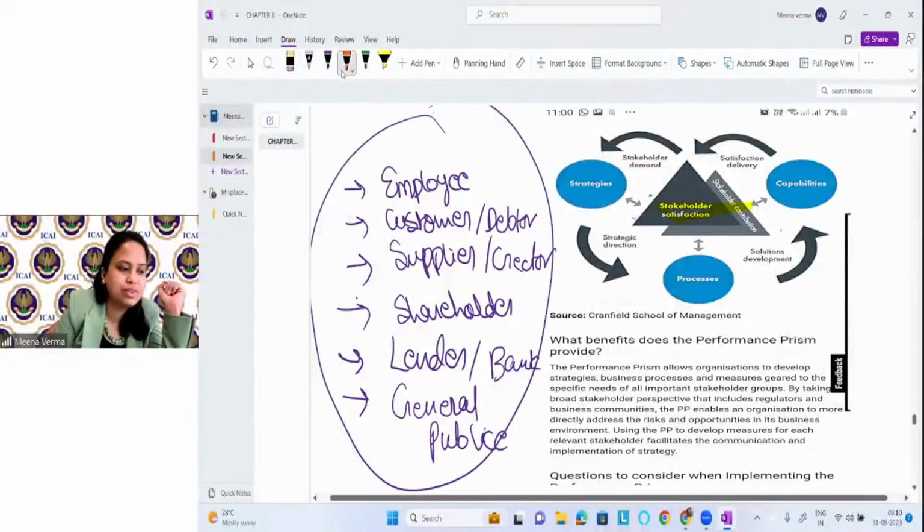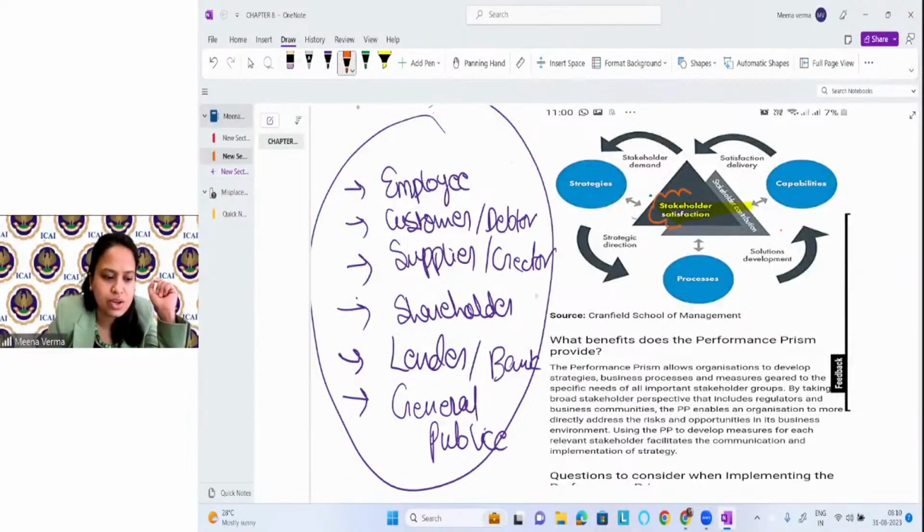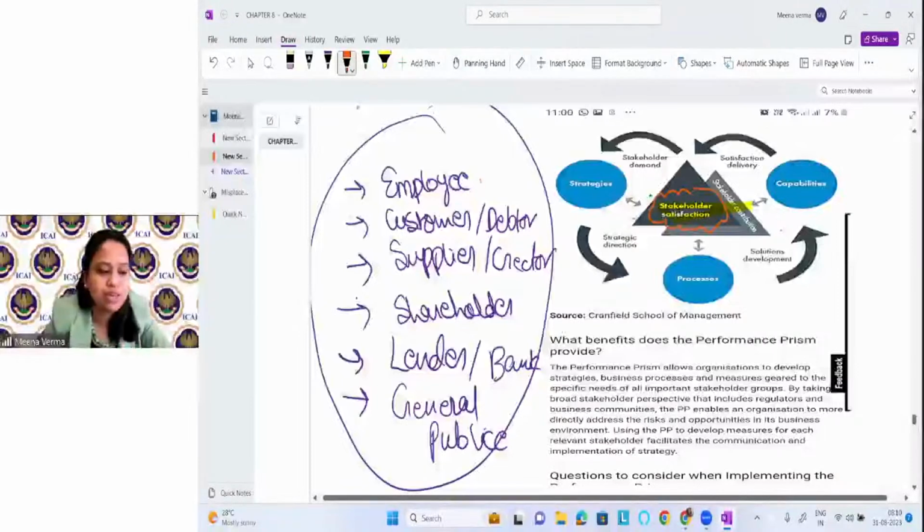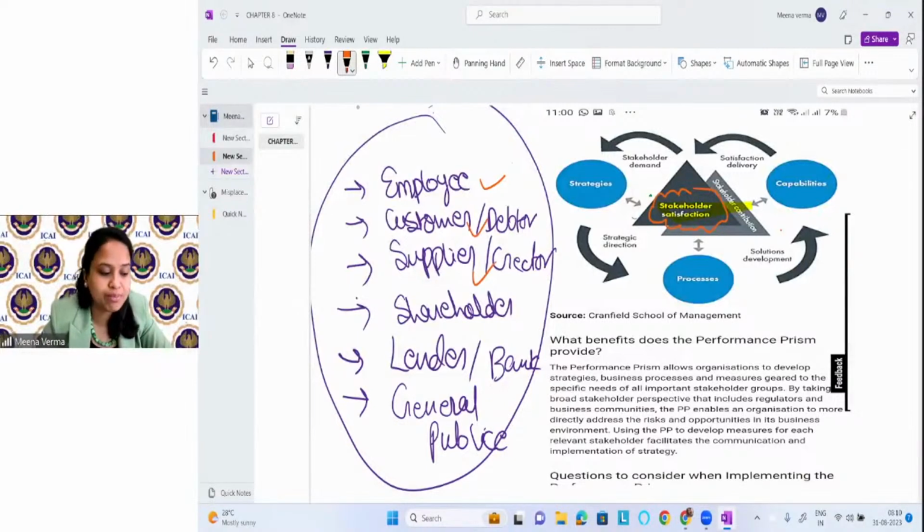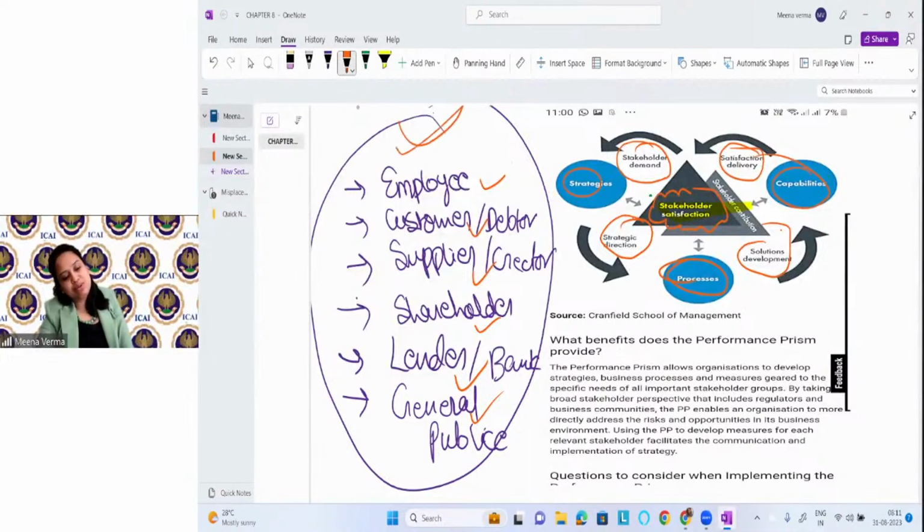So think about all the stakeholders' satisfaction. Meaning, from the company, employees should be happy. From the company, the customer should be happy. From the company, the supplier should be happy. From the company, all the shareholders should be happy. From the company, all the lenders should be happy. From the company, even the general public should be happy. Right? See what the stakeholder demand is, what the stakeholder delivery is, direction, development. Improve the strategies of the company, improve the processes of the company, improve the capabilities of the company, right? Why? Because we want to keep them all happy. All of them should be happy.